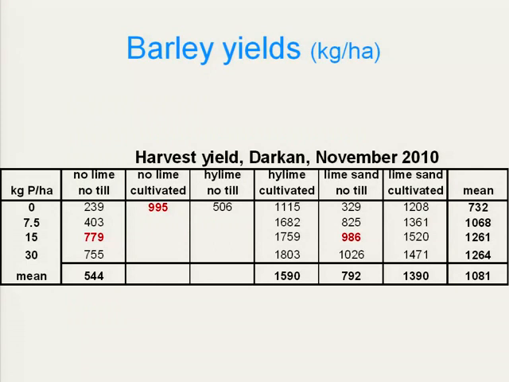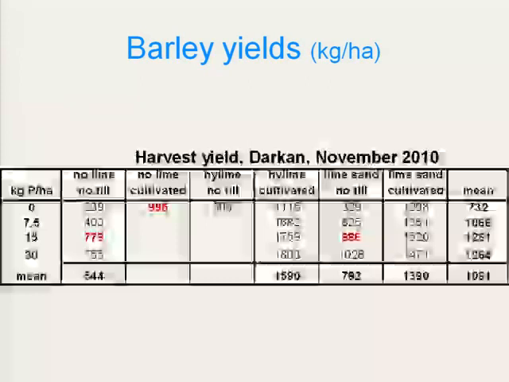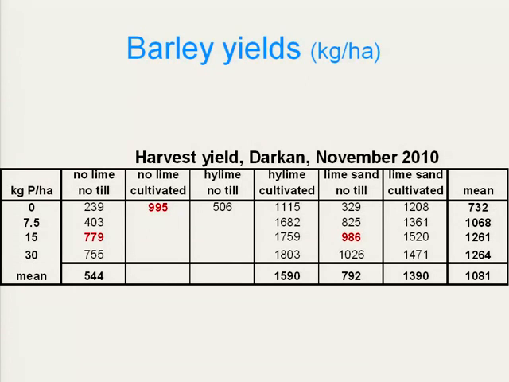Now, the thing to note there is that with cultivation and no lime, that red highlighted 995 is equivalent to 15 down the spout, or that $60 down the spout, and on the lime sand one, the same sort of, well, 7 down the spout with lime sand. So the point about this is that there are major interactions in that table in terms of phosphate requirement and cultivation. And these are very important things for farmers, not for you.